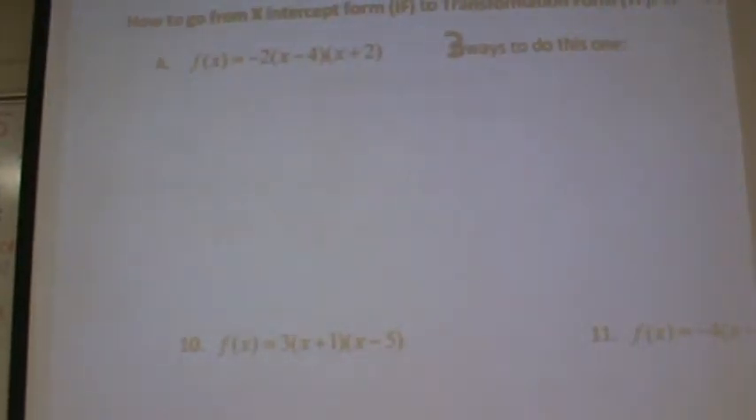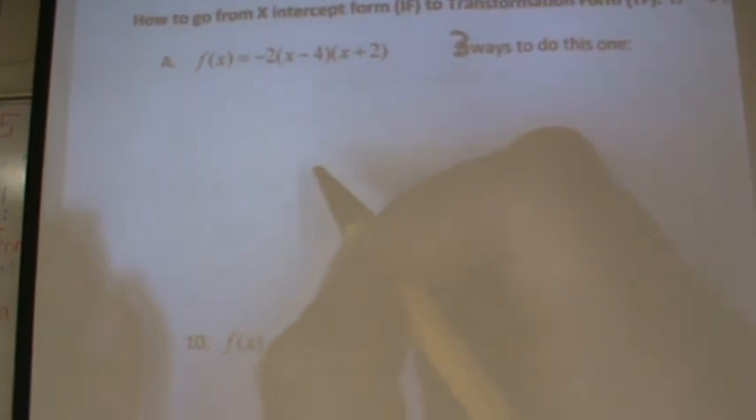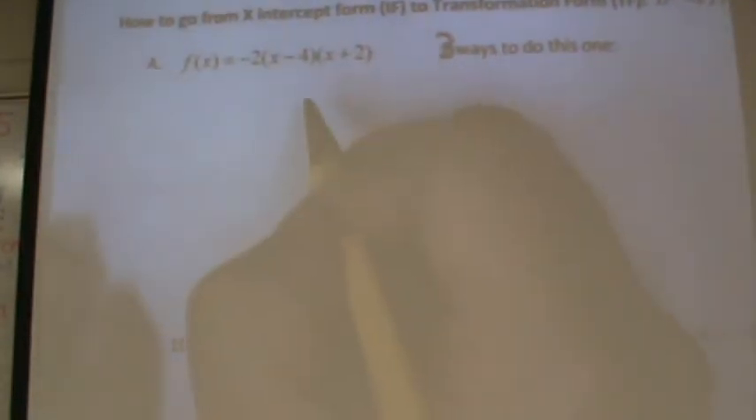I'm going to show you 3 ways. Does anyone think they can figure out how you would go from x-intercept form, which has the 2 x-intercepts, to transformation form? There is a way you can go right into it. Let me show you that way first.